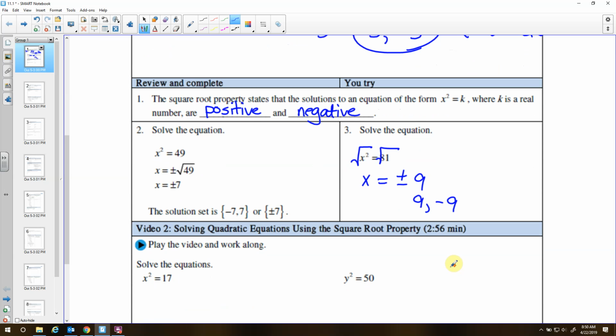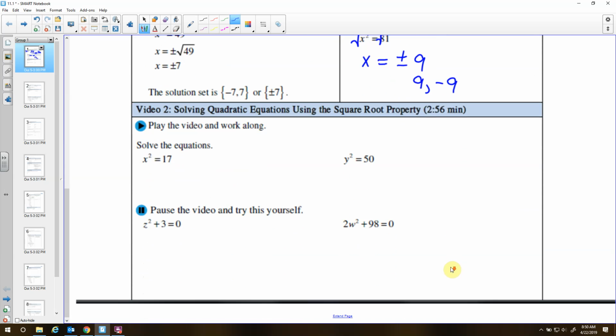So again, we're going to find a couple of different ways to work these, so you'll see different ways. Alright, x squared equals 17. So square root both sides. Now this time, if you get x come out, there's no perfect square that goes into 17, so that's just going to be plus or minus the square root of 17. That's all you can do with it. You can't simplify it anymore.